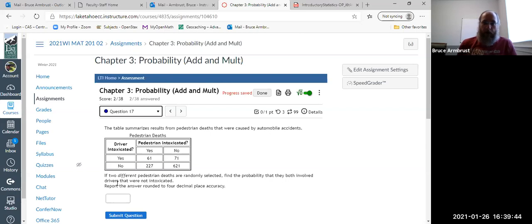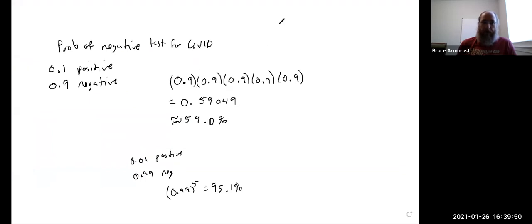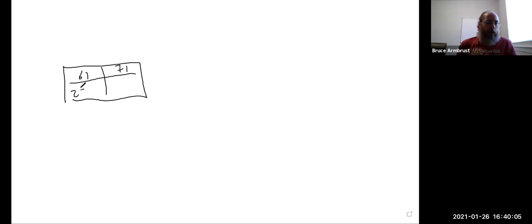So let me go to whiteboard because this one I'm going to have to definitely write some more stuff to get our values. So let me just go ahead and clear all this. Okay, so let me just replicate that chart real quick. So it looked like this: 61, 71, 227, 621. So this was the driver side, yes and no. This was the pedestrian bit, yes and no. Okay, and what we're looking for was the probability that neither of them involved an intoxicated driver.